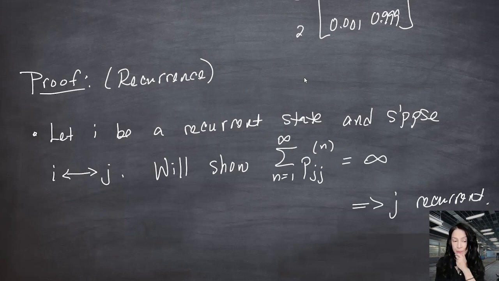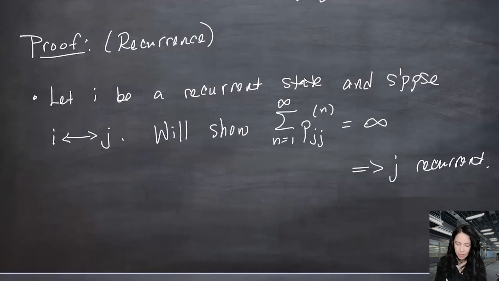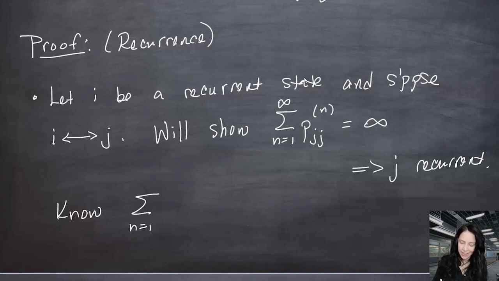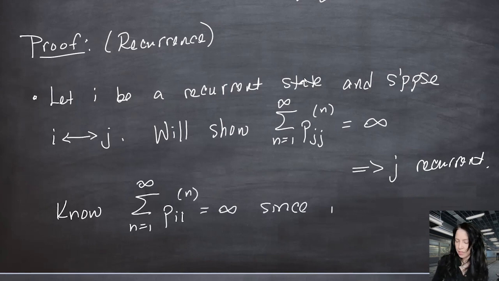So that's the goal. And we know already that the sum with the ii in there is infinite since i is recurrent.